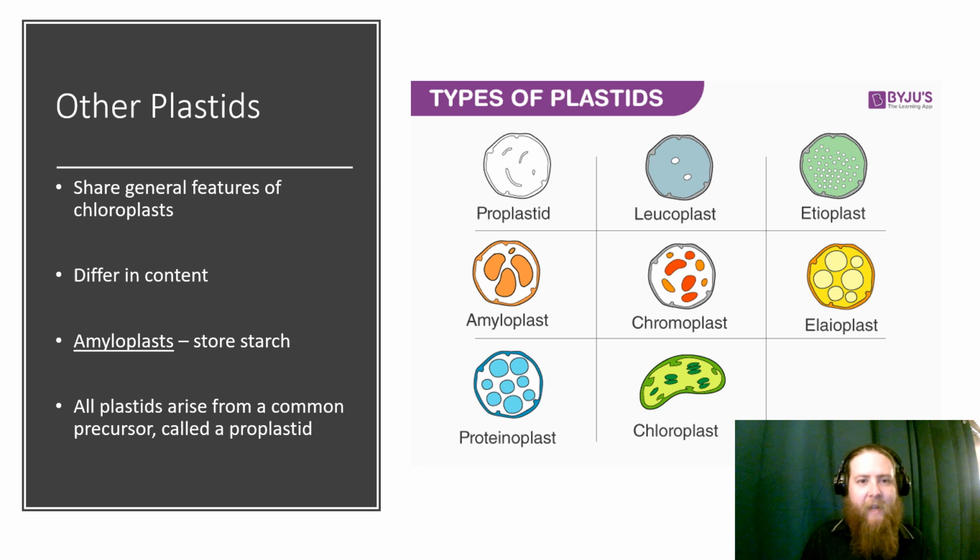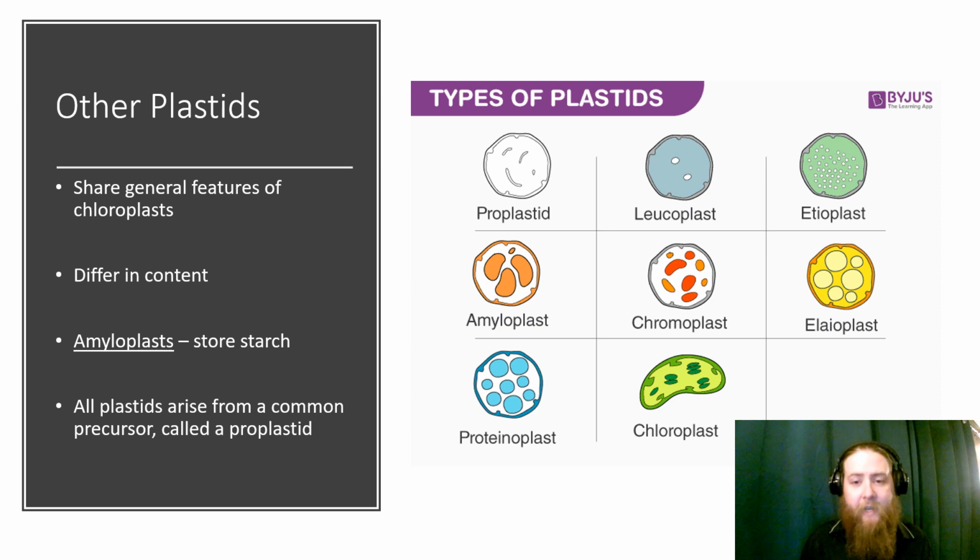And then some other plastids. These all share some general features of chloroplasts. They differ in their content, what they make. They can be amyloplasts, which store starch, chromoplasts for color. They can be leucoplasts. They can be all kinds of these. This one contains chlorophyll. But they all come from this common precursor called a proplastid. And this is what this guy is up here. All of these originated from here.